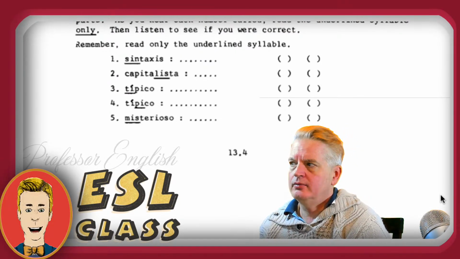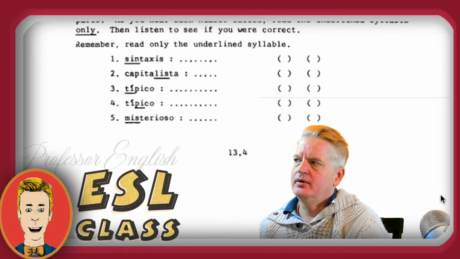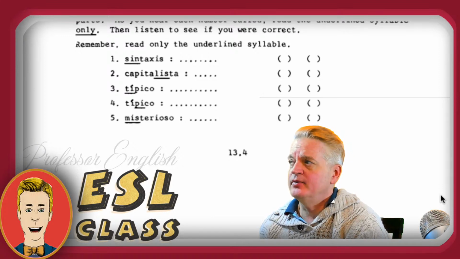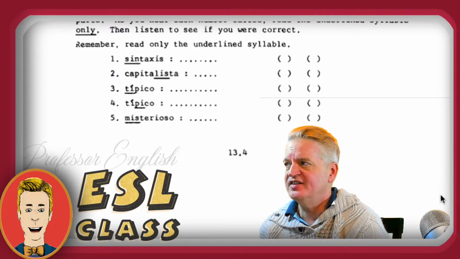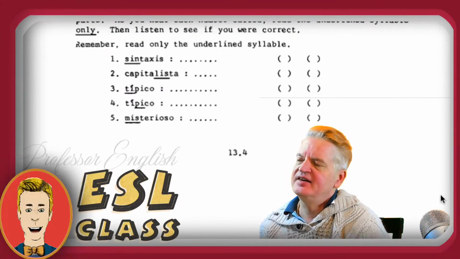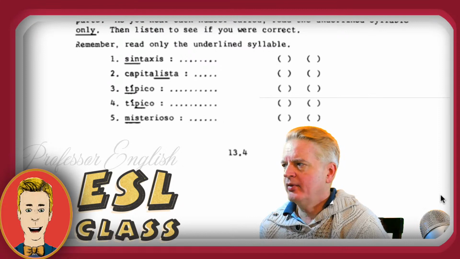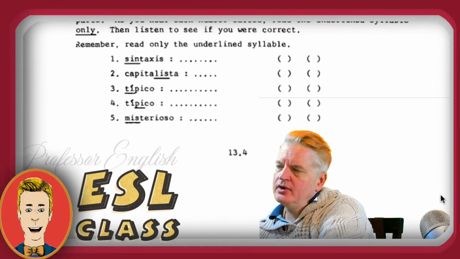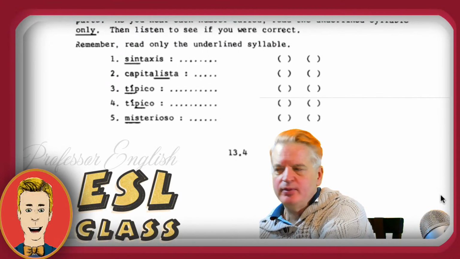Number 1 is syntaxis. Then number 2 is capitalista, and the underlined syllable is lis. Number 3 is típico, and the underlined part is tip, so that should be teep.